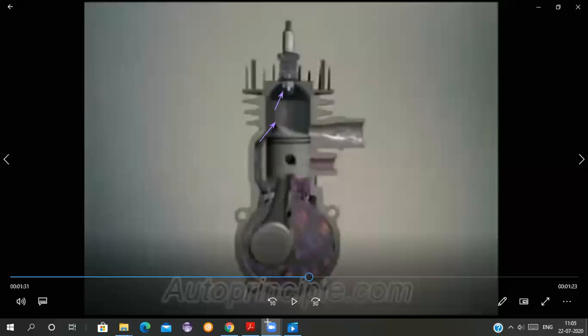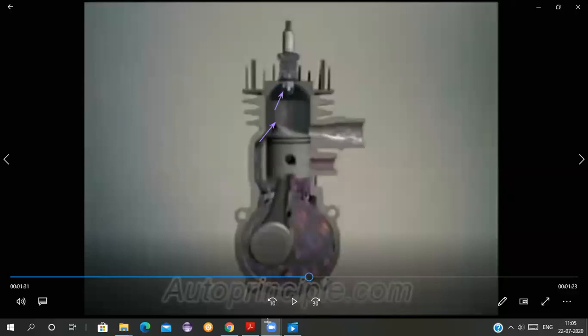Earlier two-stroke engines were used, but nowadays four-stroke engines are used. Previously it was used. You might have seen that engine in the Yamaha bike, which was there some 20 years ago.